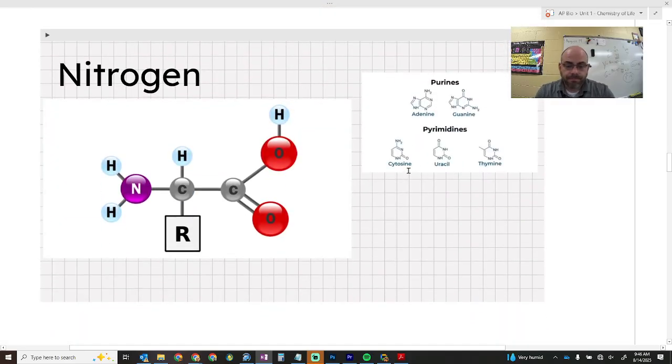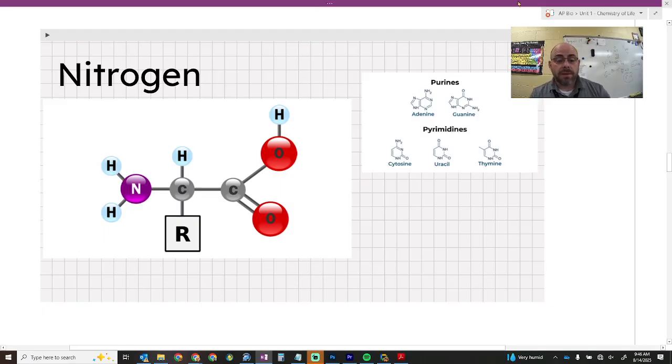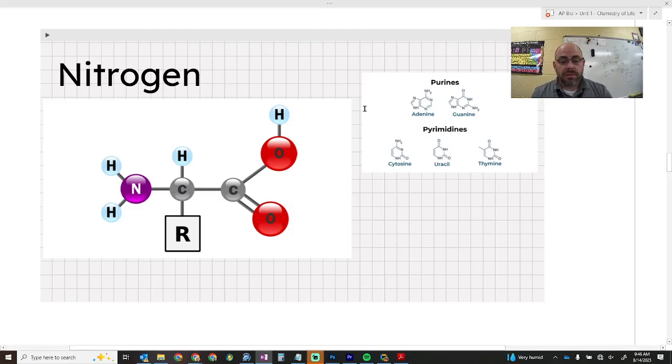Now, nitrogen. Hydrogen, oxygen, and carbon are sort of ubiquitous, right? They're all over the place. So once we get into these last three, they're going to be more specialized, right? Nitrogen is only found in two of the macromolecules that we're going to look at. It's found in proteins, which here's a picture of an amino acid. We're going to learn later that proteins are made up of building blocks called amino acids.